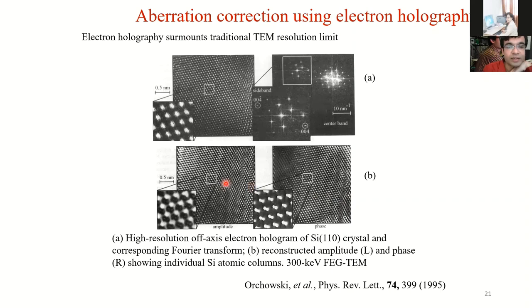So here you can see this is the amplitude contrast and this is the phase contrast. And here you can see the silicon dumbbells. So this was the first time people made use of off-axis electron holography, and they were able to observe the silicon dumbbells for the first time.